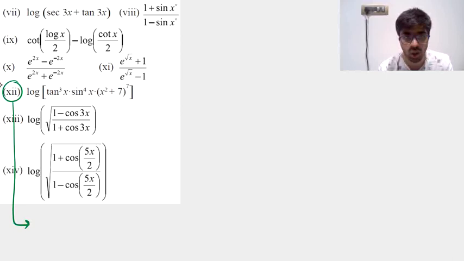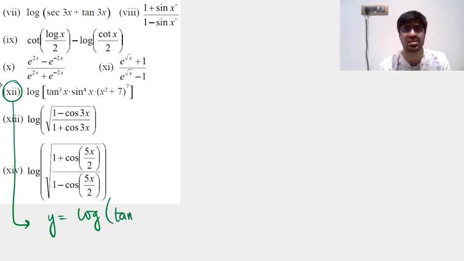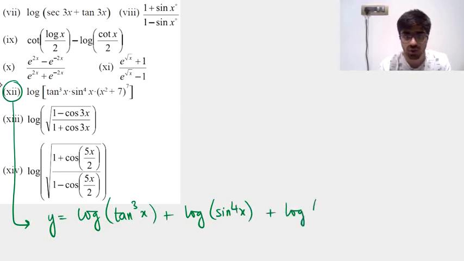It says log of something. So first try to simplify that. Log of a into b into c is log a plus log b plus log c. So this is log of tan cube x. Okay, fine. Let's write the terms separately first. Plus log of sine power 4x, plus log of x square plus 7 the whole power 7.